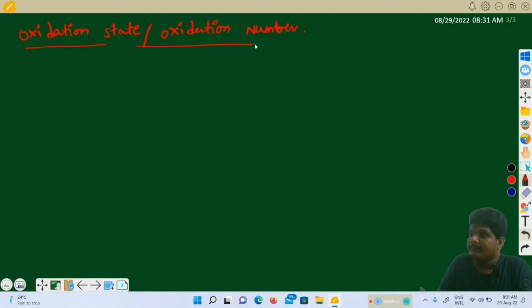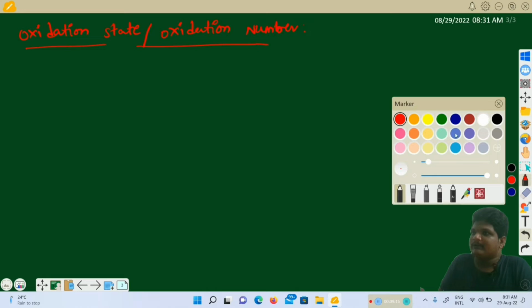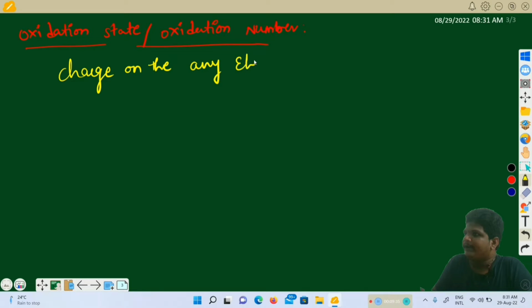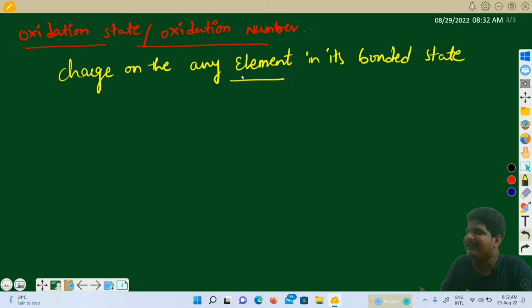Okay, so what is meant by oxidation state or oxidation number? Oxidation state means the charge on any element in its bonded state.